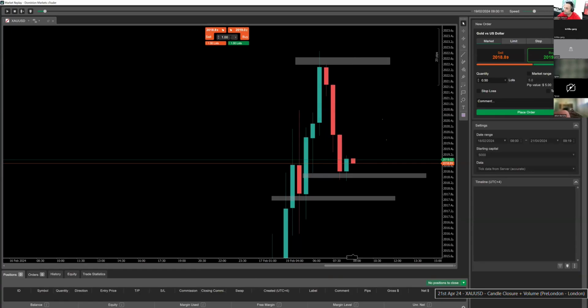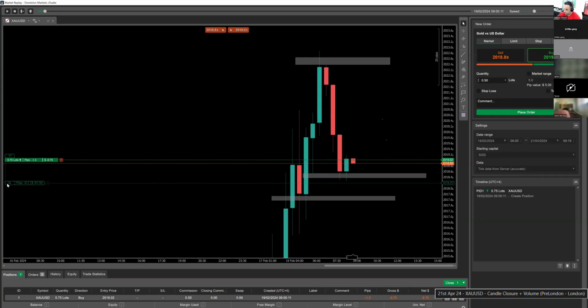So what we're going to do is, let's go with, it's one lot, it's $5,000. Let's go with 0.75 lots, right? So we're going to execute a buy over here. Buy position. Stop loss right down over here. Very good. Look at that. A 9, 10 pip stop. And we're looking at volume to bring price probably right over here.